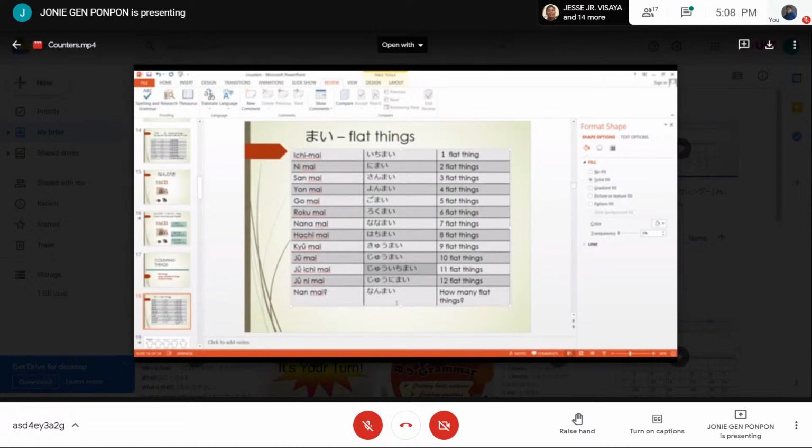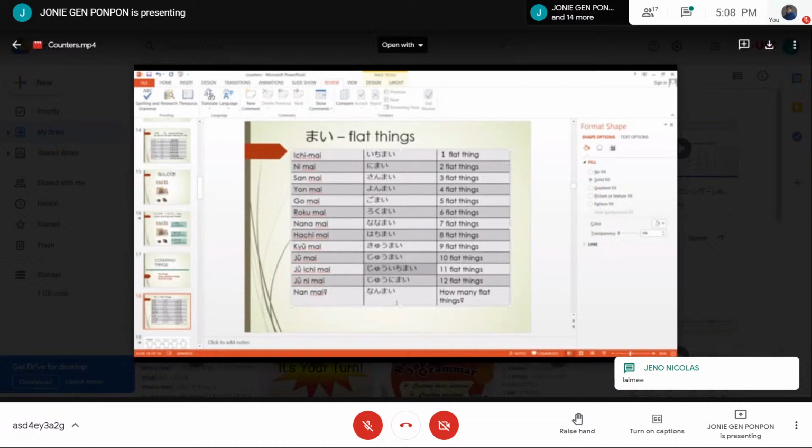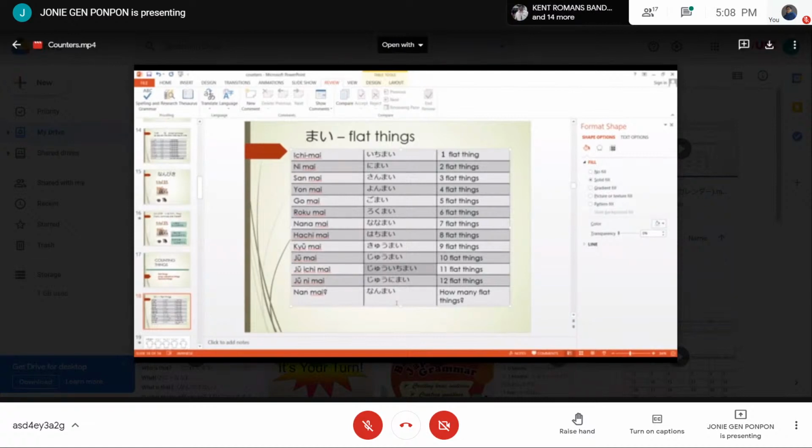In asking, if you know that the object is a flat object, examples of flat objects are letters, stamps, postcards, paper, even a t-shirt. A t-shirt is a flat object, that's why you use mai for t-shirts and towels. So for flat objects, the suffix is mai.